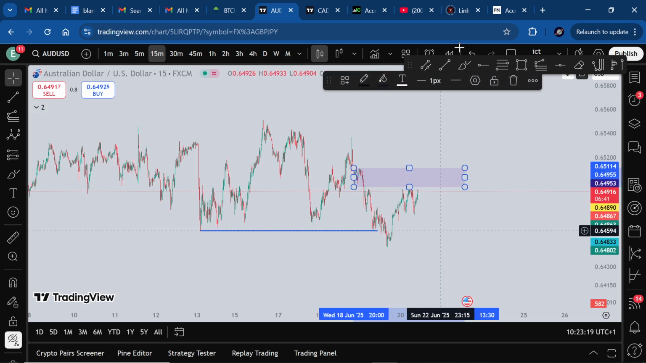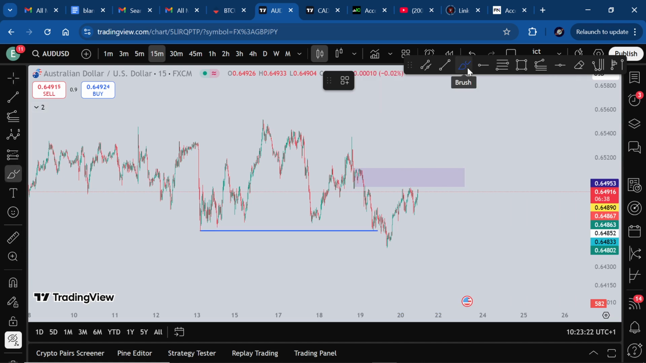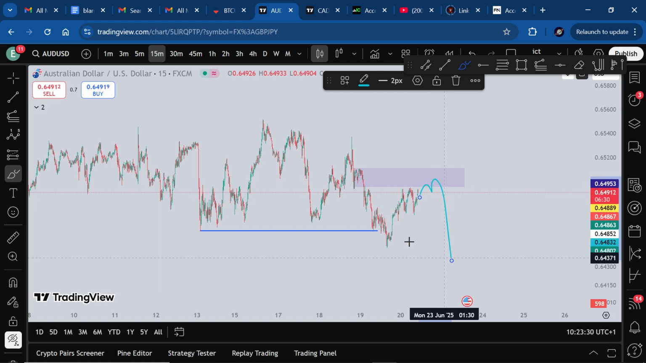For today, if we're not going to just trap all day, this is what I'm expecting to happen on AUDUSD. At least come out and take this low today. That's what I'm looking for now. So I'll leave this on the chart now.